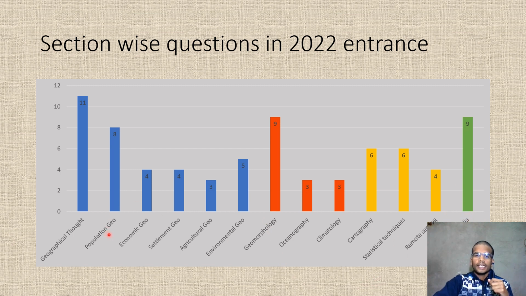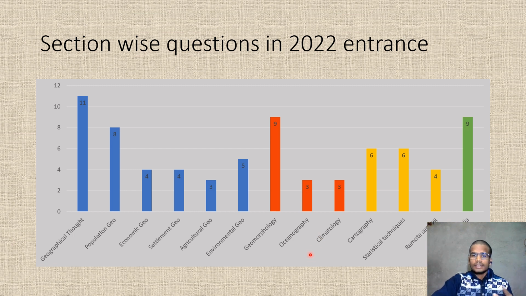So here you see that if you prepare geomorphology, geographical thought, population geography, geography of India, you will be able to answer most of the questions. Agriculture geography is important, oceanography is important, climatology is important, but last year the number of questions asked from them was very few.